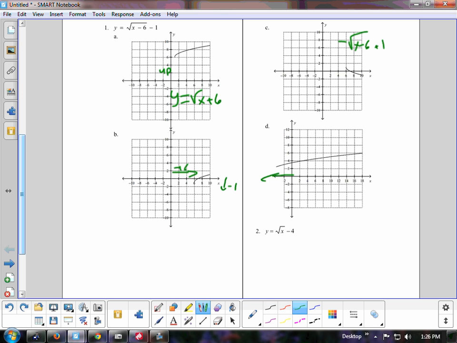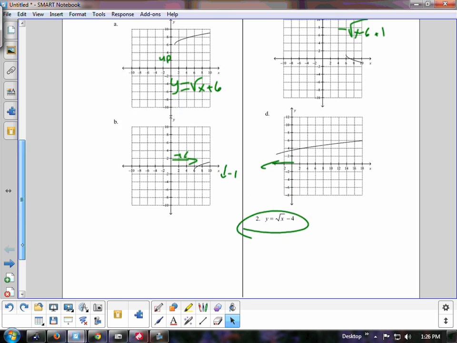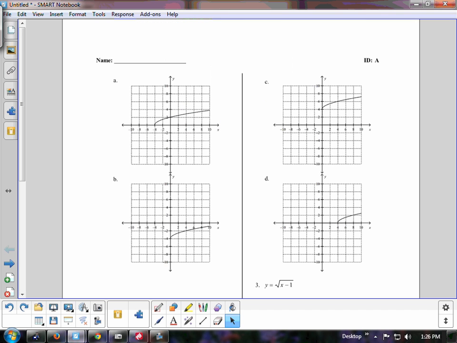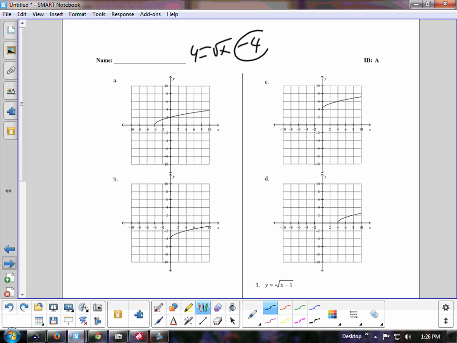Okay, the next question is y equals radical x minus 4. So we're going to pick this one apart. Y equals radical x minus 4. Nothing under the radical, so it stays where it is. There's no right-left shift. However, there's a minus 4. That means go down 4. So which one of these graphs from the parent graph goes down 4? So it looks like it's this one here.